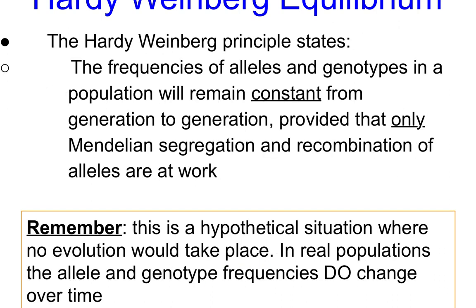Here we have again a mathematical calculation to back the science. The Hardy-Weinberg principle states that the frequency of alleles and genotypes in a population will remain constant from generation to generation, provided that only Mendelian segregation and recombination of alleles are at work. So remember, this is just a hypothetical situation where no evolution would take place. In real populations, the allele and genotype frequencies do change over time.